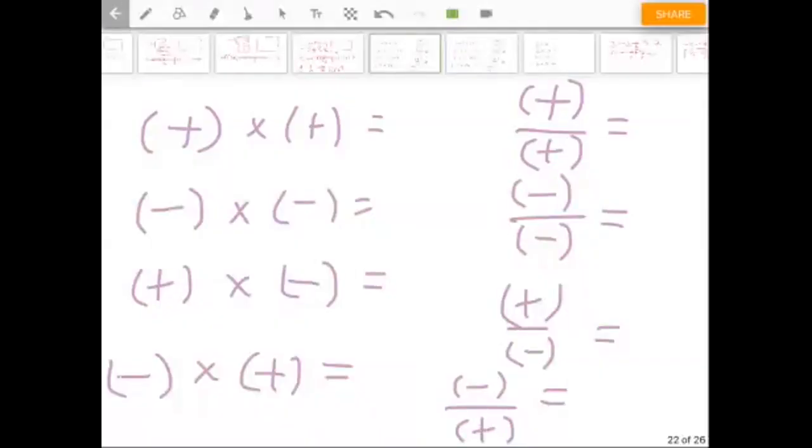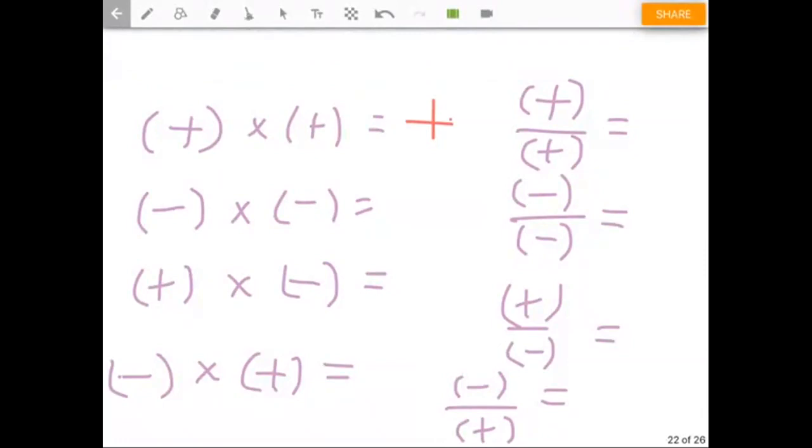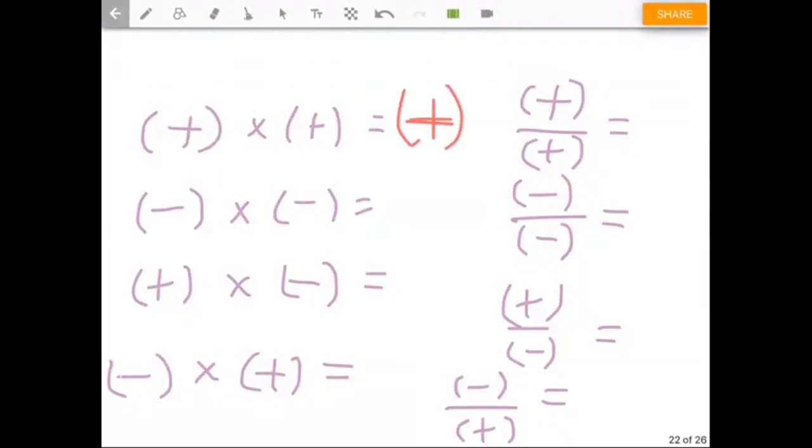So that's adding and subtracting. The other thing you might have to do is multiply and divide. So here I just wrote some rules. If you have a positive number times a positive number, that answer is always going to be positive. If you have a negative number times a negative number, that answer is always going to be positive.